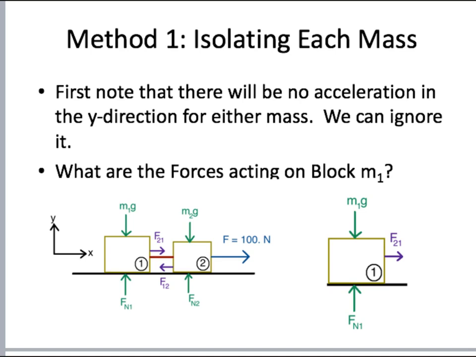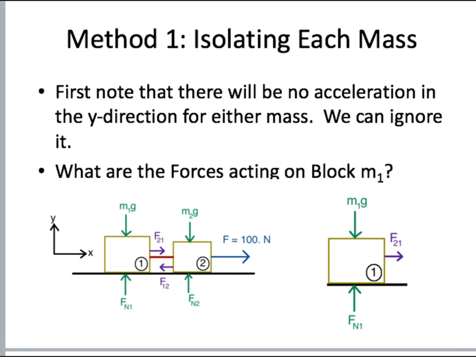Now the first thing that we can note is that on both of these blocks, you've got the weight, you've got the normal force, and this block is not at all going to accelerate in the y direction. It's not going to leap off the floor, it's not going to crash through the floor. The acceleration in the y direction is 0, so you can say immediately that these forces are going to balance. M1g is going to balance Fn1, M2g is going to balance Fn2. Now, if we look at the forces in the x direction, the horizontal direction, there's three. There's the 100 Newton force, there's F21, and there's F12.